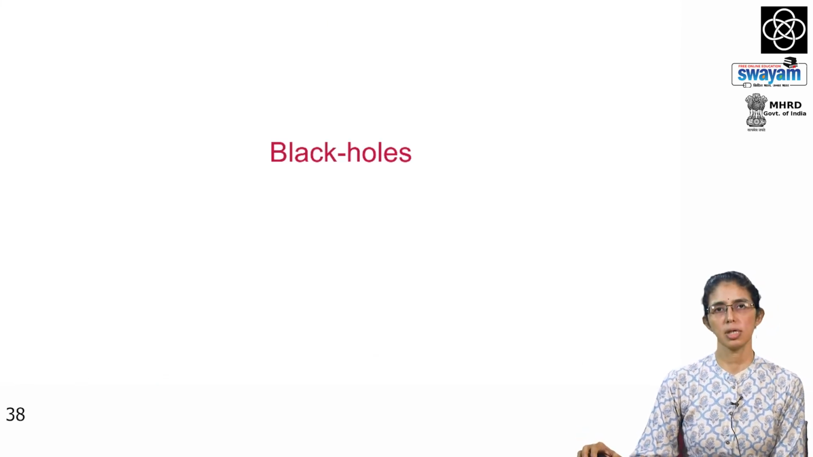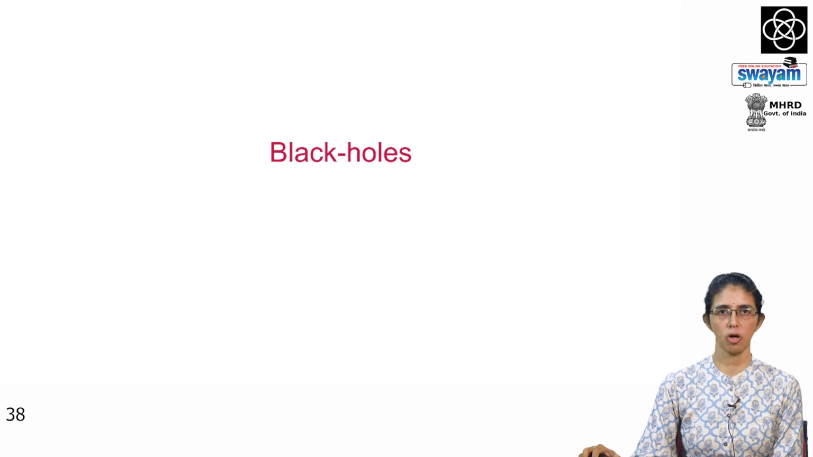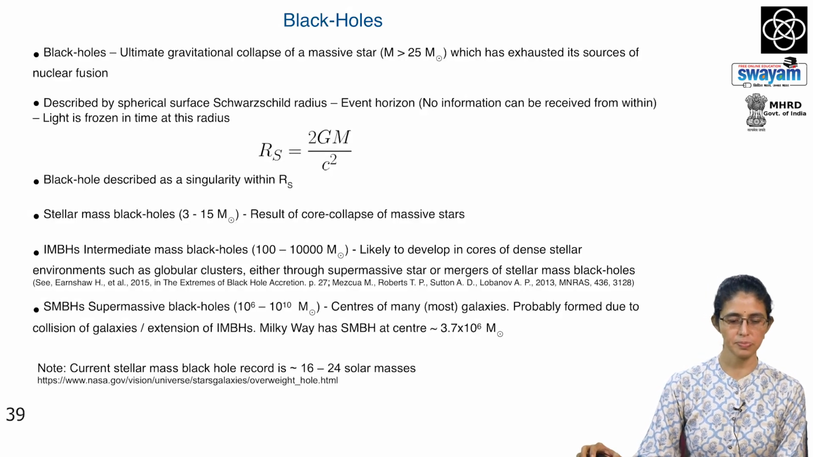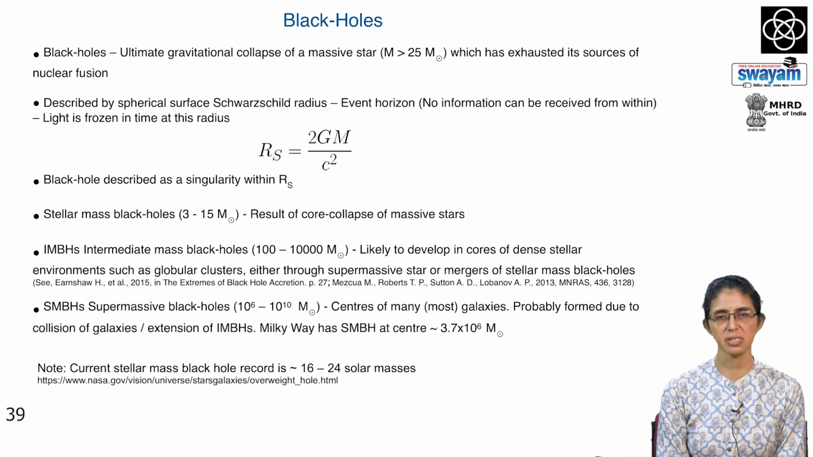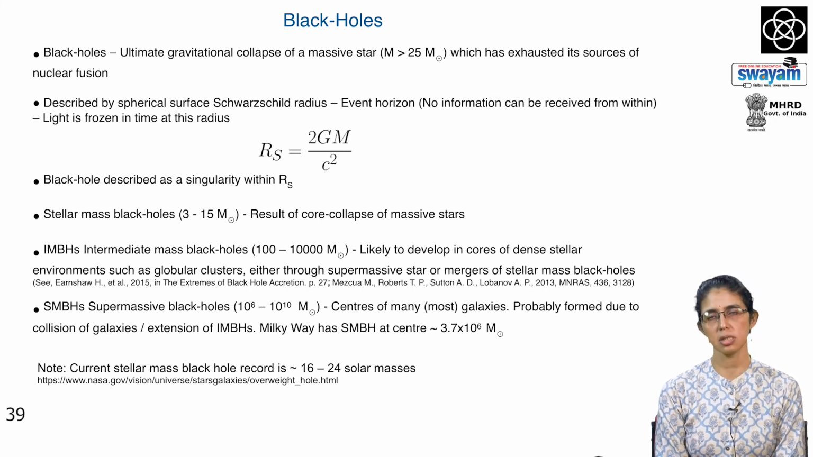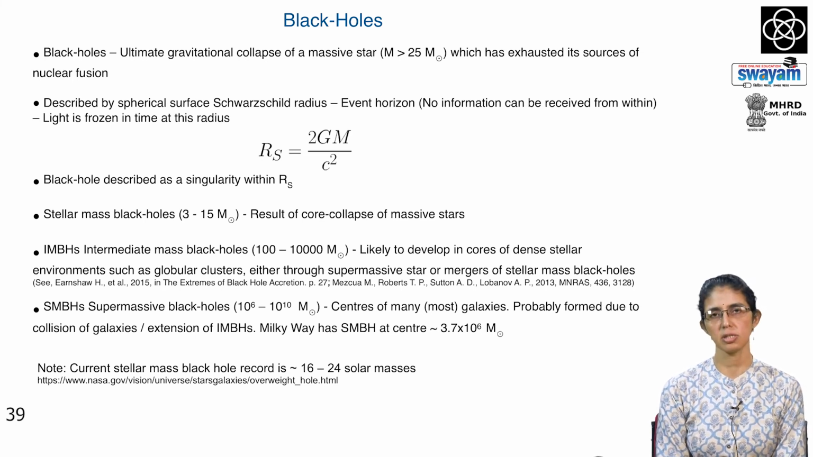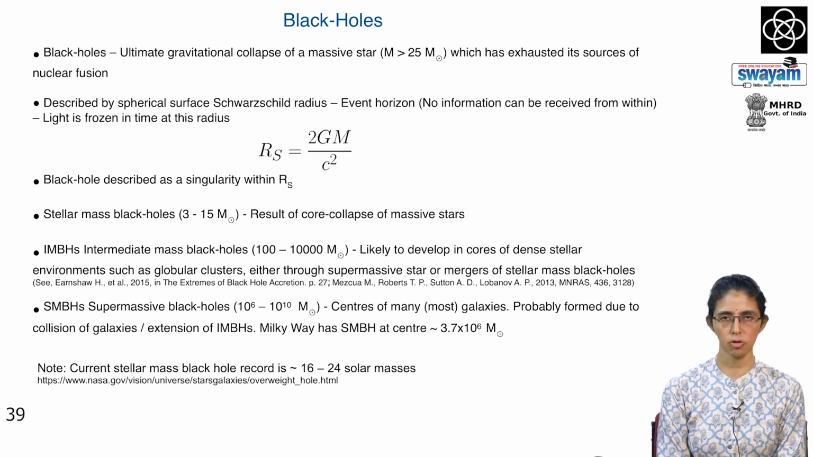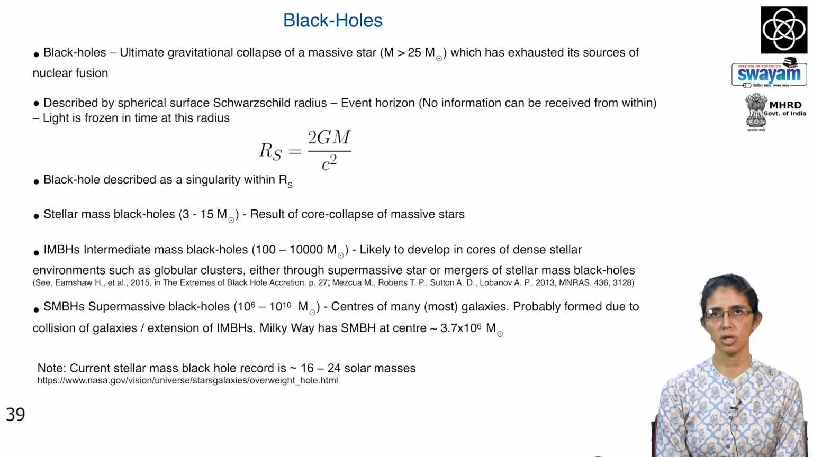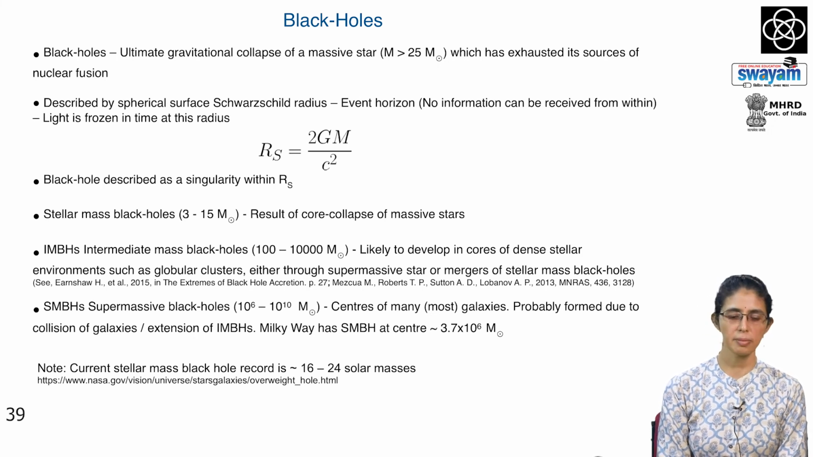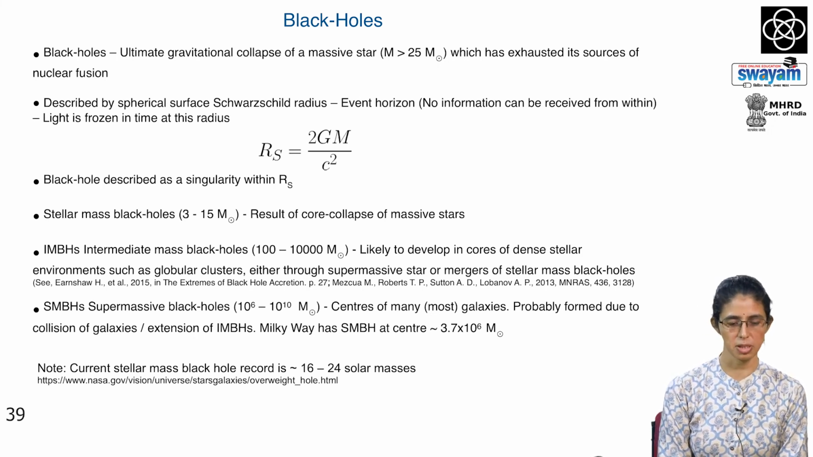Now we go to the other class of compact objects known as the black holes. So, black holes represent the ultimate gravitational collapse of a massive star. Now, it is expected that if the initial mass of the star is greater than 25 solar masses, then it will result in a black hole because it exhausts all the sources of nuclear fusion and the mass of the core is sufficient for it to overcome the neutron degeneracy pressure.